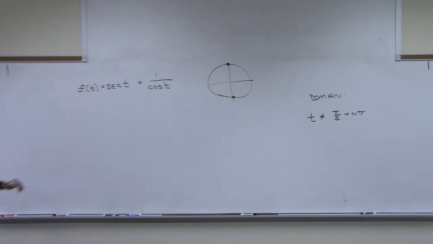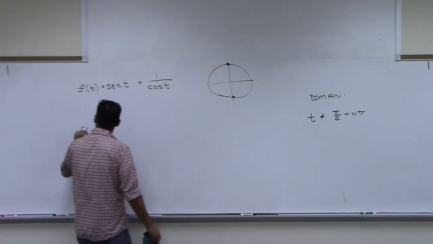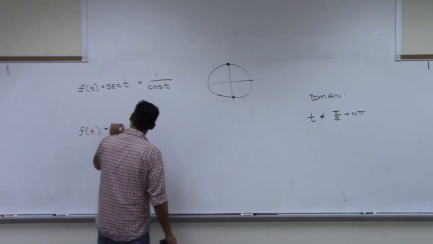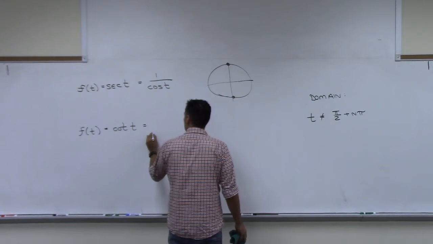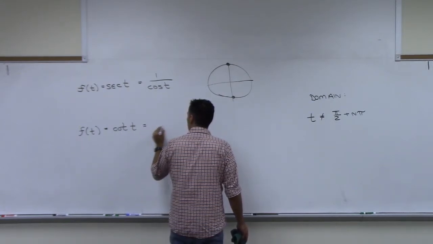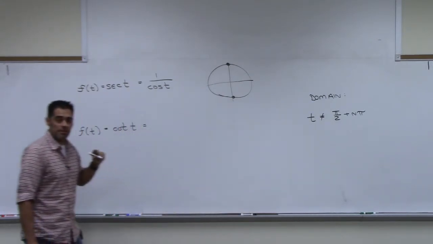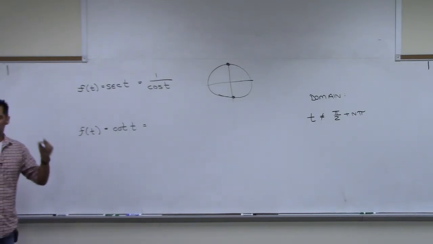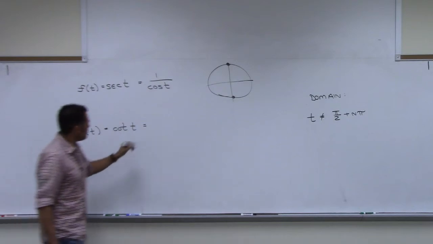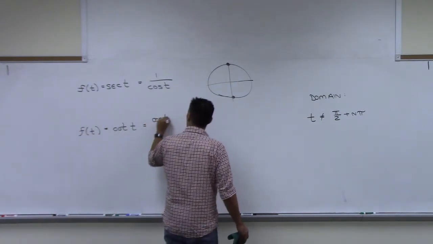One more. What about f of t is cotangent t? This is the same as, let's do it this way. Cotangent's the reciprocal of tangent, isn't it? But it's also cosine over sine. So I'm going to put cosine t over sine t.